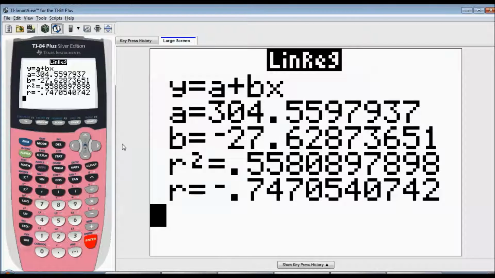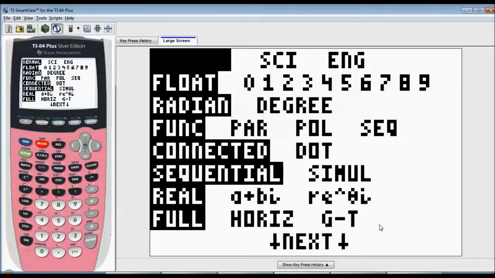If you did not get that, then you are going to need to change your mode. And I'm going to show you that right now. So next to the second key is a mode button. And this shows you what mode your calculator is in. So on the top here, this is normal, float. The ones that you may have changed for other math classes are radians versus degrees, depending on what other math classes you're taking. This is going to mean when you're dealing with trigonometric functions, your answer is going to be in radians or degrees. The next one is about function mode versus parametric mode.